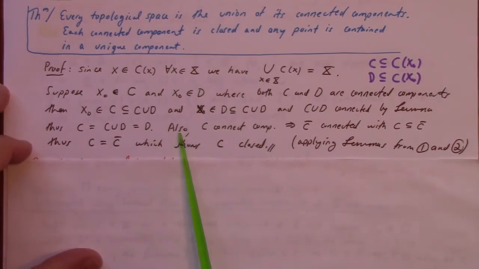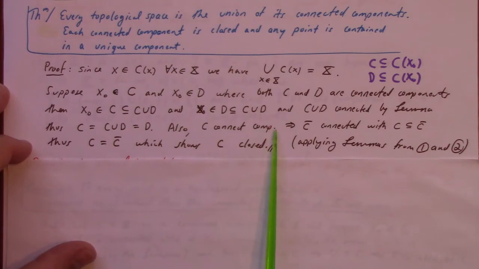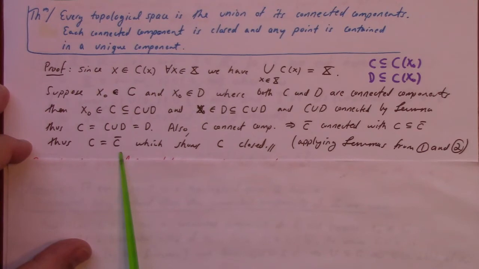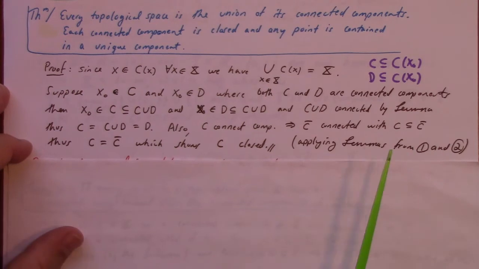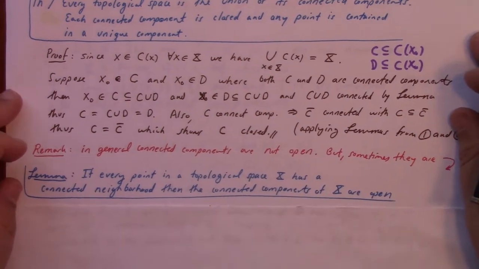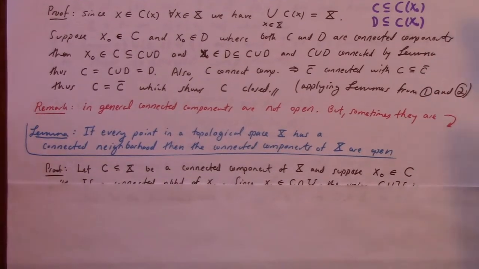Anyway, so also C is a connected component, which means that the closure of C is connected, and of course C is always a subset of its closure. Thus, C is equal to C bar, right? Which shows that C is closed. So we have to apply lemmas 1 and 2. I'm sorry, guys. I got some kind of mental block here. I think the proof is right in front of us.